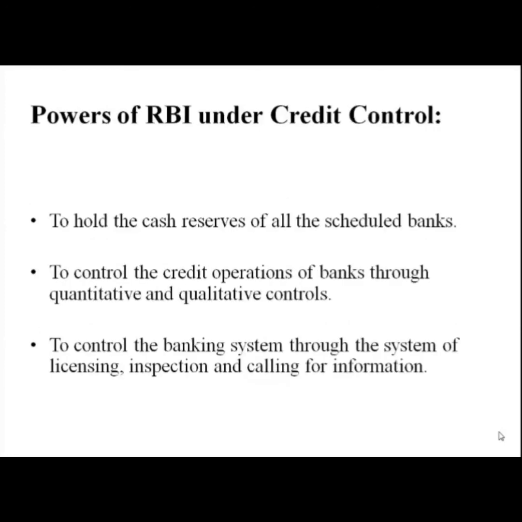These are the additional measures that RBI can exercise to control supply of credit in this banking system. For instance, imposing of reserve requirements on banks like CRR and SLR that we discussed already, right? Qualitative and quantitative restrictions by advising banks where to and how much to lend, and also by the system of licensing, inspection, and calling for information.